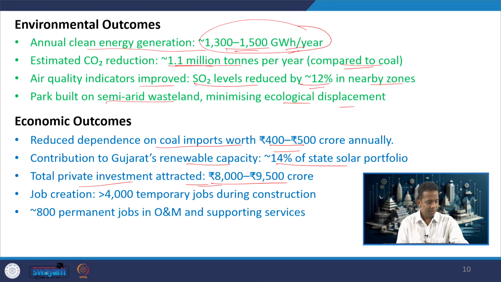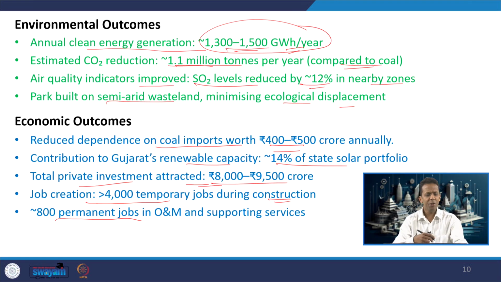Then the job creation: more than 4,000 jobs were created during construction, but those were mainly temporary jobs. But once the construction and installation phase was done, almost 800 permanent jobs in O&M and supporting services were generated. So, these are some of the economic outcomes which uplifted that wasteland region in Gujarat and set that region on the world map of solar parks as a very interesting, pioneering case study.